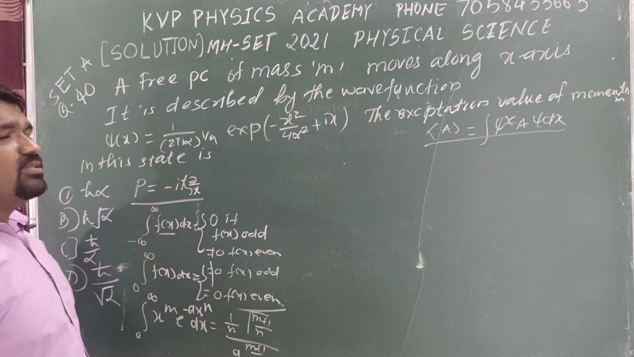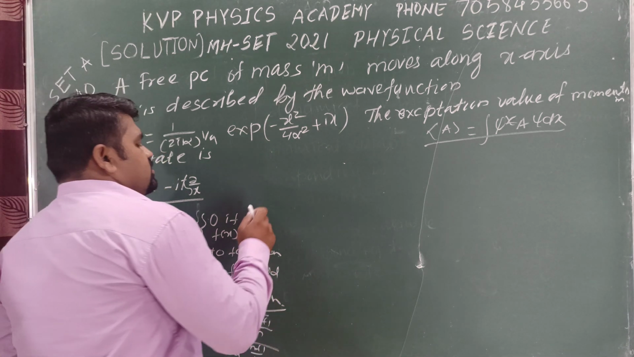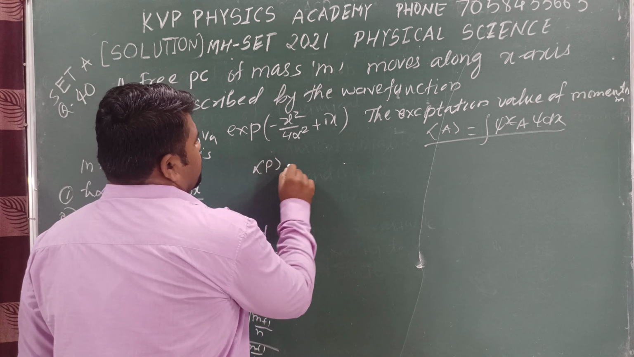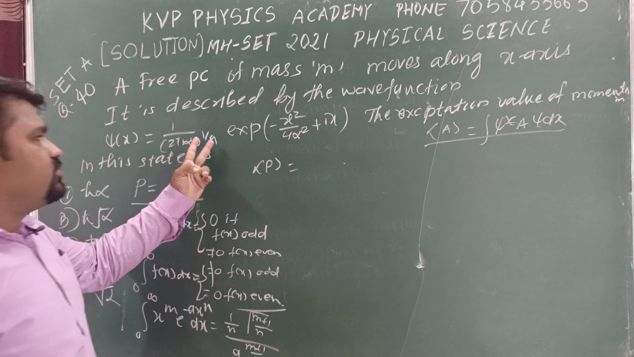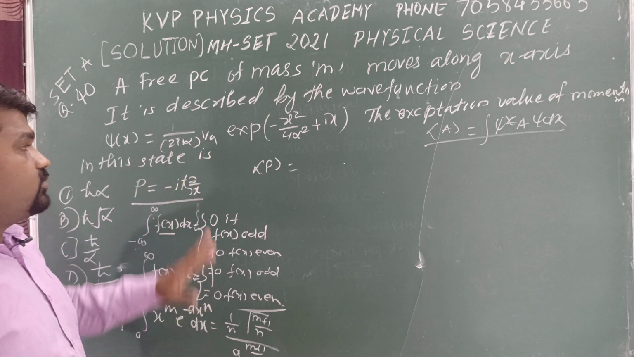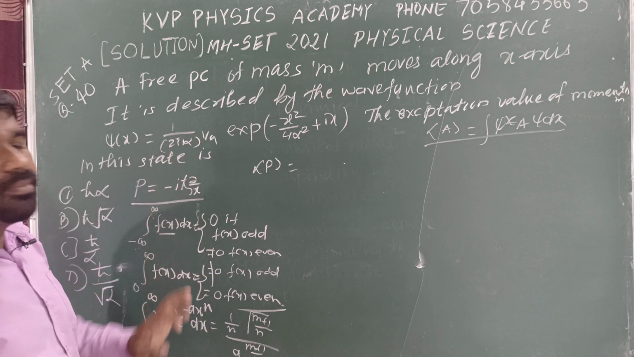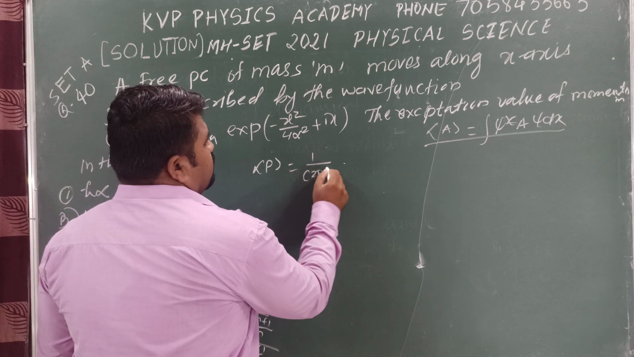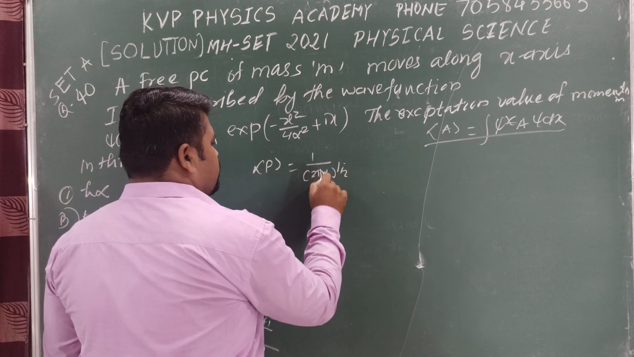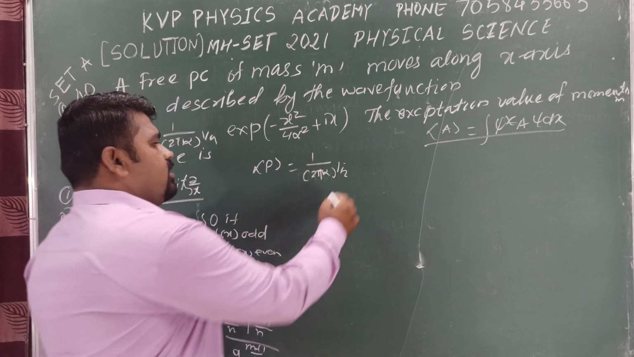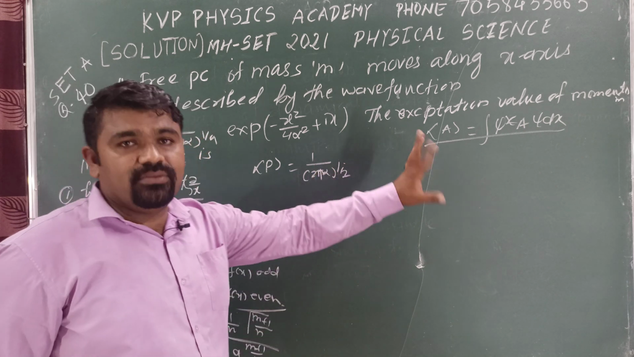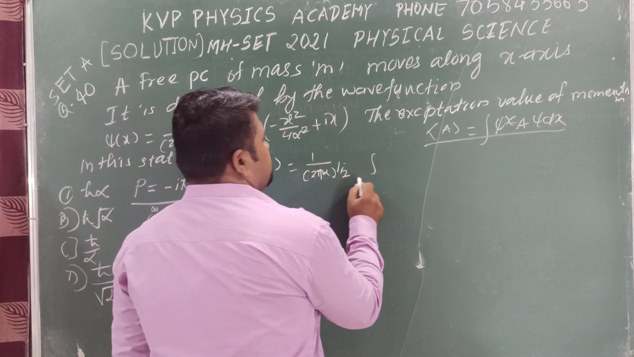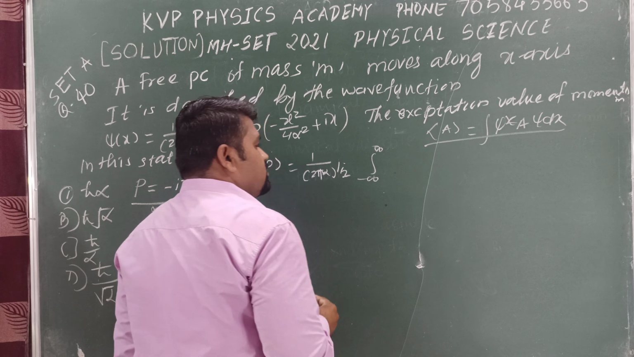Now ψ(x) is equal to this. Then ψ* becomes the complex conjugate. The expectation of momentum P is equal to: the power is 1/2 times 1/2, that is 1/4 plus 1/4, which is 2/4, so it becomes (1/(2πα²))^(1/2). Why? Because here it is a multiplication, ψ into ψ*, so the powers add. Next, the limit is minus infinity to plus infinity.